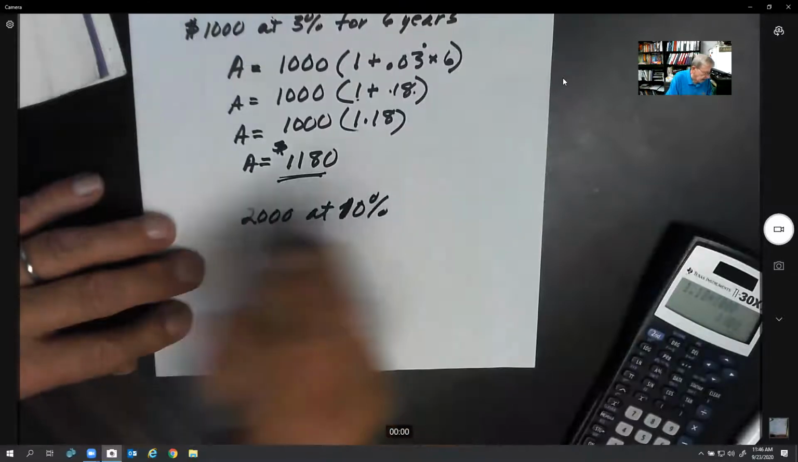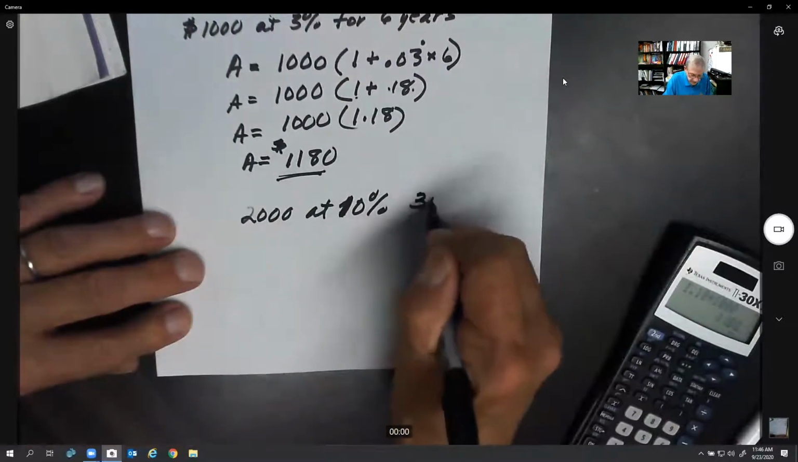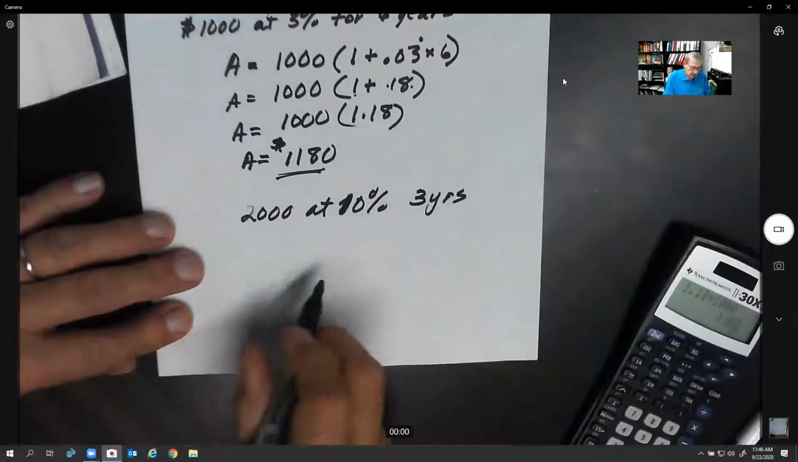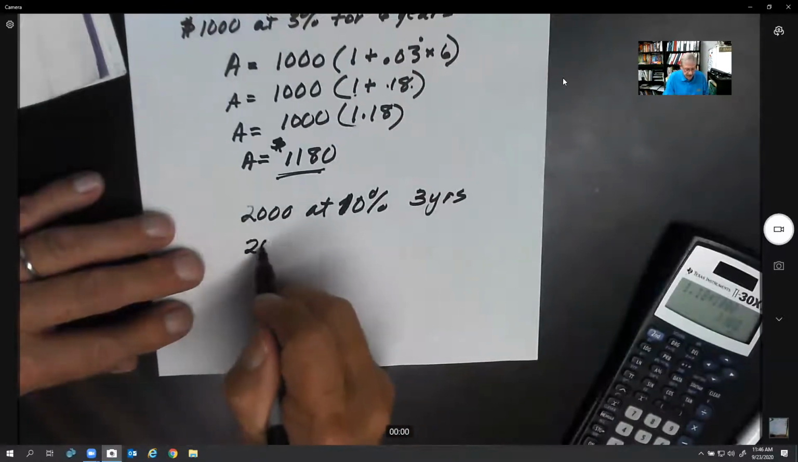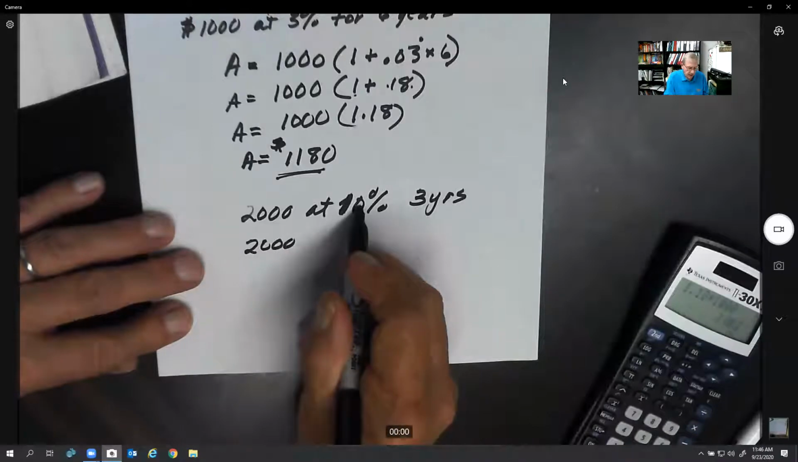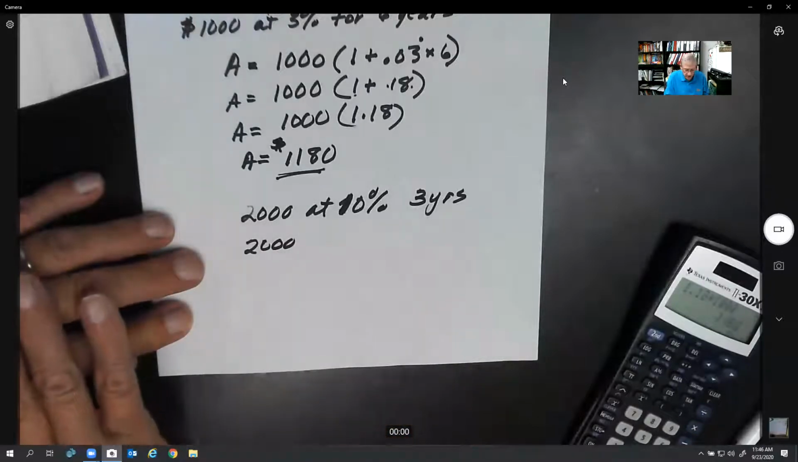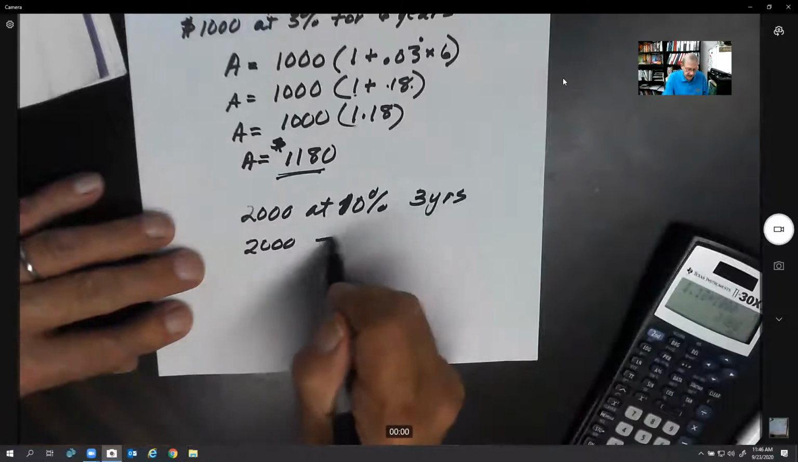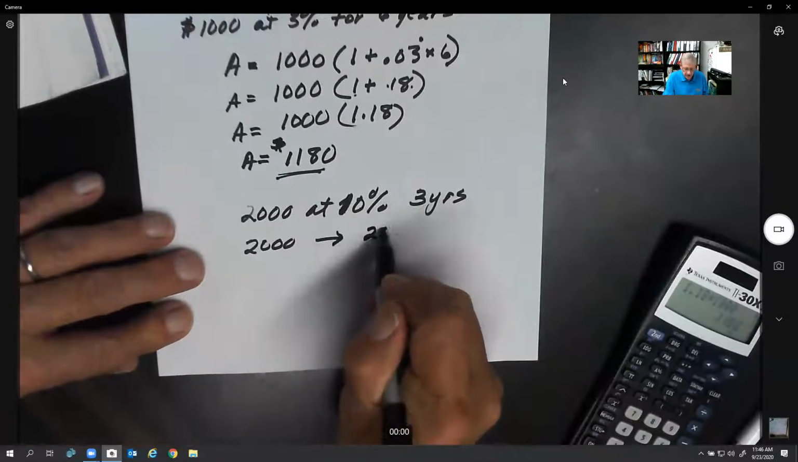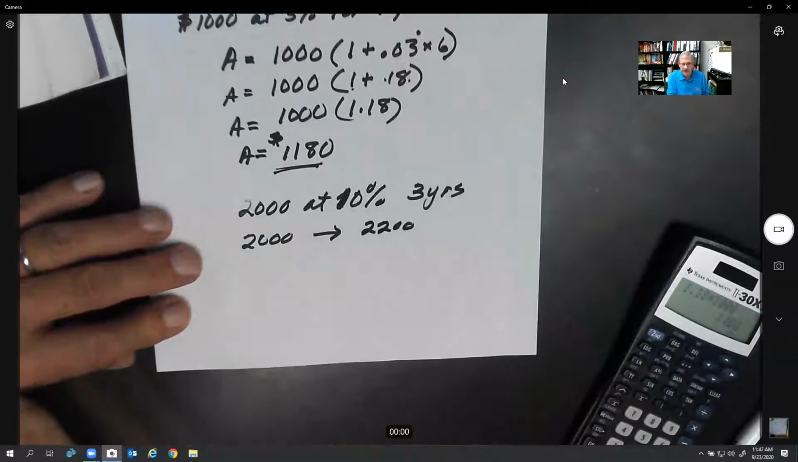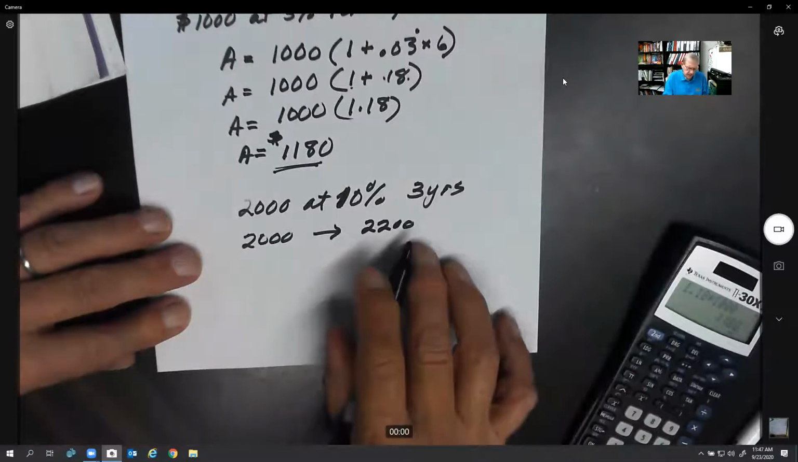And we want to find out how much we're going to have in 3 years. So if we put $2,000 into the bank, we multiply 0.10 times 2,000, that would give us $200. So at the end of the year, we would have $2,200 coming back to us, simple interest. But this is where it differs from simple interest.